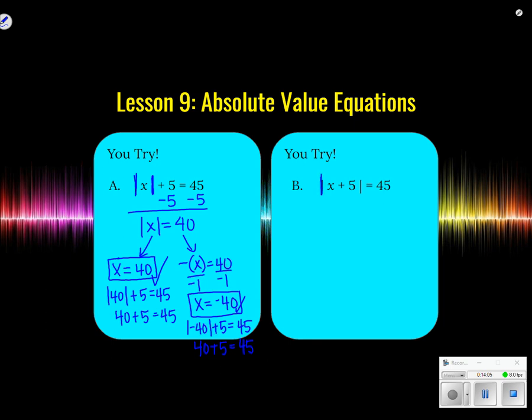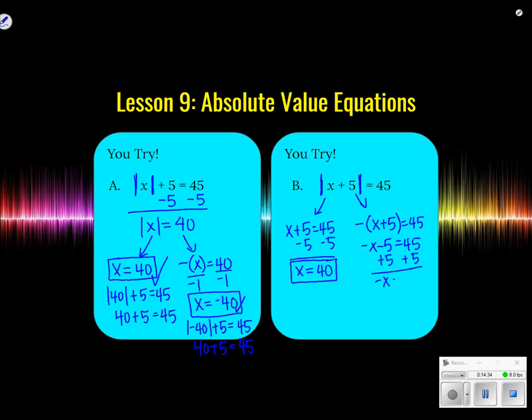All right, here, my absolute value bars are isolated, so now I'm ready to split into x plus 5 equals 45, and negative (x plus 5) equals 45, and then I'm going to subtract. x equals 40. There's one answer. Now I'm going to distribute. I'm going to add 5. And then I'm going to divide by negative 1. So x equals negative 50.